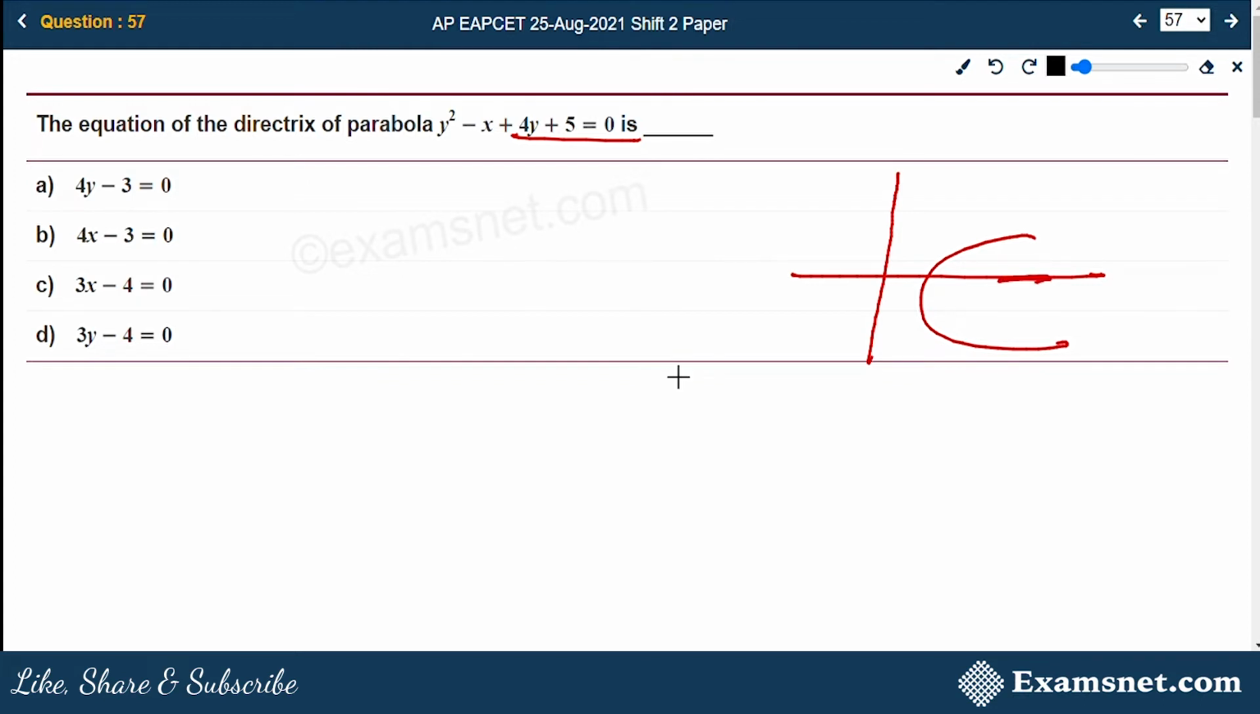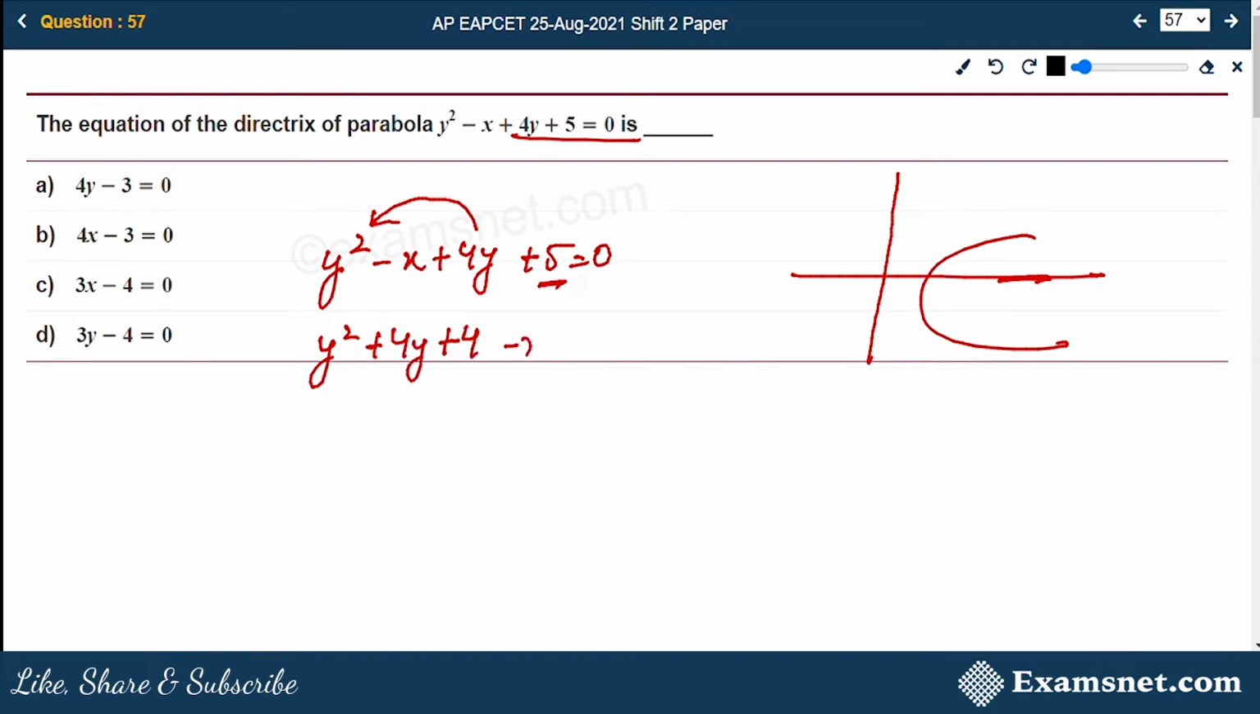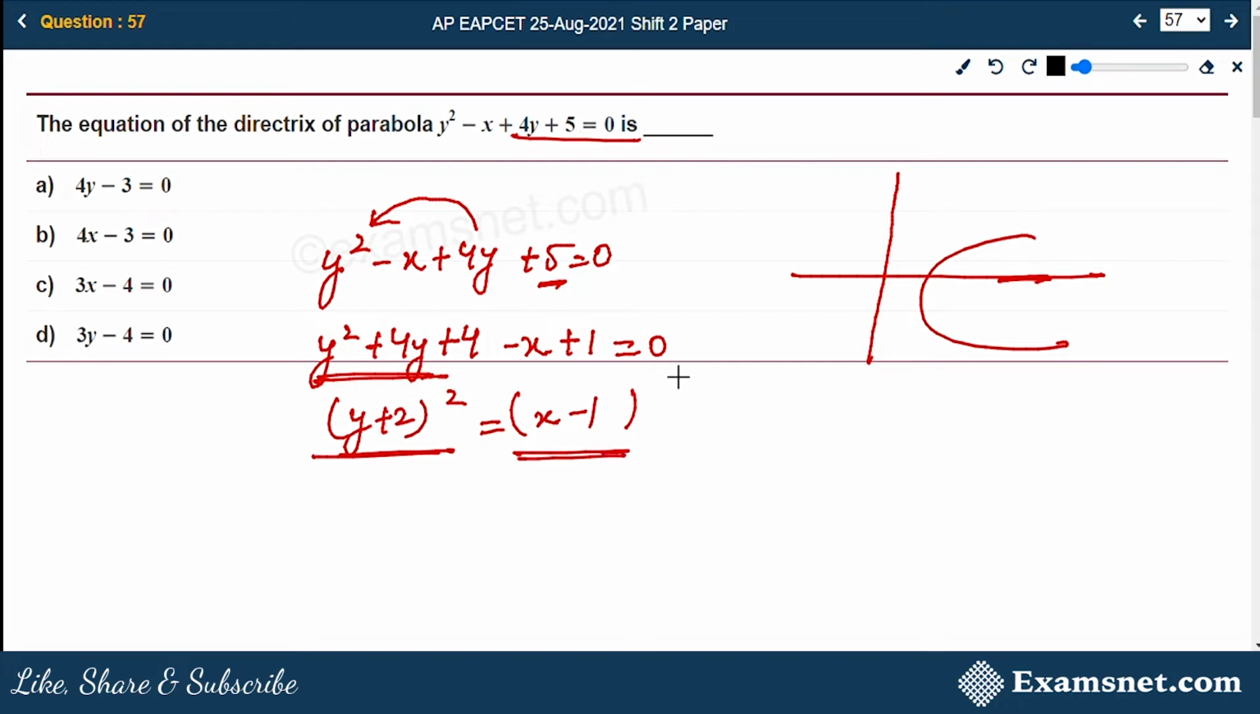First of all, let's write what we are given in this question. We are given y square minus x plus 4y plus 5 is equal to 0. I will connect these, y square plus 4y. I'll split this 5 to get a 4 over here, and here I'll be left with minus x plus 1. So this is y plus 2 whole square is equal to x minus 1. So this is the equation of our parabola. What is a general form of a parabola?